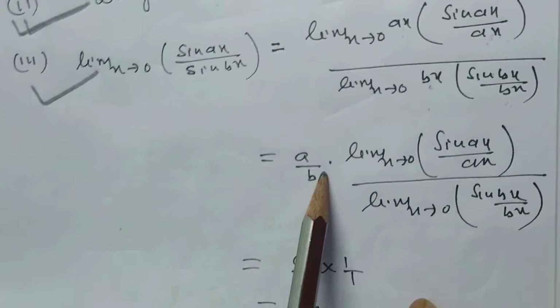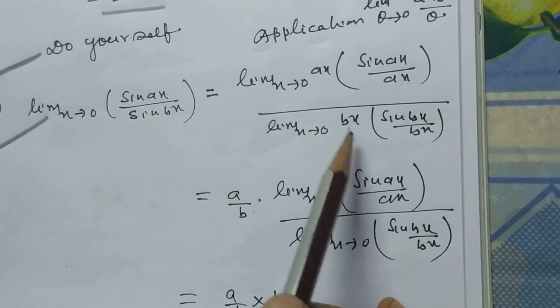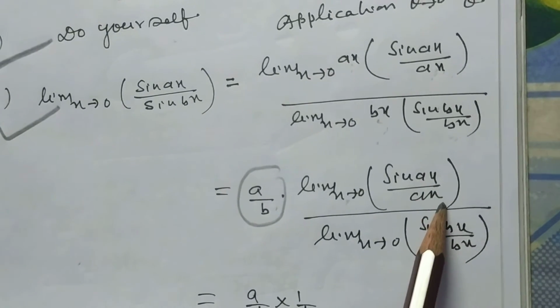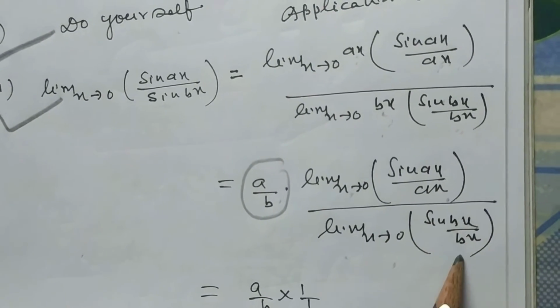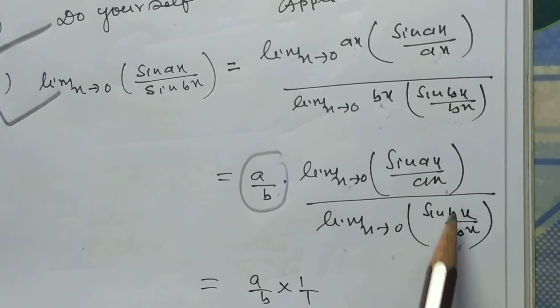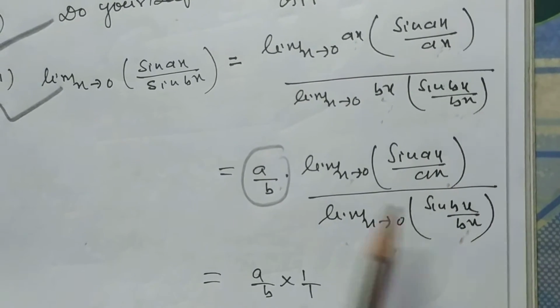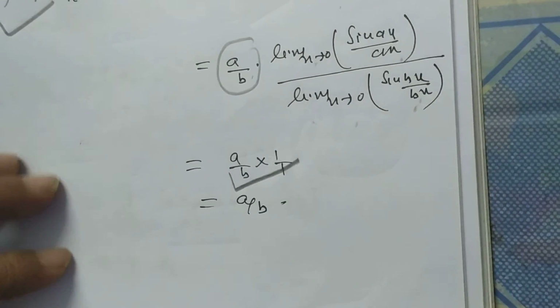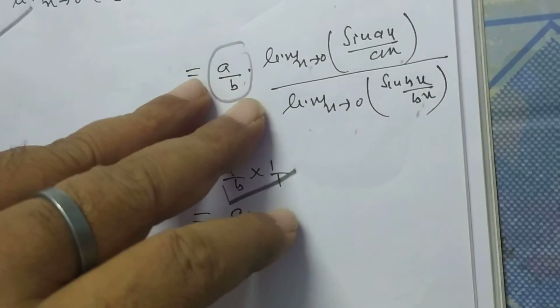Now, what do you observe? We observe that after cancelling x, we have a by b, limit x tends to 0, sin ax by ax, limit x tends to 0, sin bx by bx. So the value of sin ax by ax is equal to 1, and the value of sin bx by bx is equal to 1. So it will be a by b. Now, we can solve the next problem.